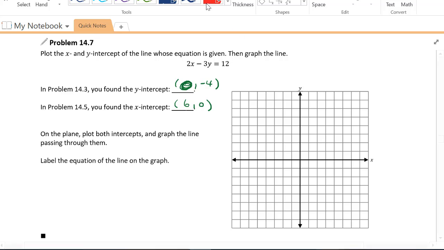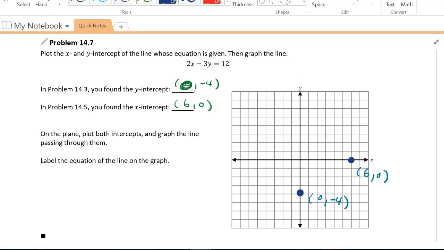Okay. So then, we have 0 at x, negative 4. So 1, 2, 3, 4. Negative 4 means going down. So that's 0, negative 4. And then we have 6, 0. That means 6 on the x. 1, 2, 3, 4, 5, 6. So 6 on the x, and then 0. Okay, let's label those. This is 0, negative 4, and this one is 6, 0.